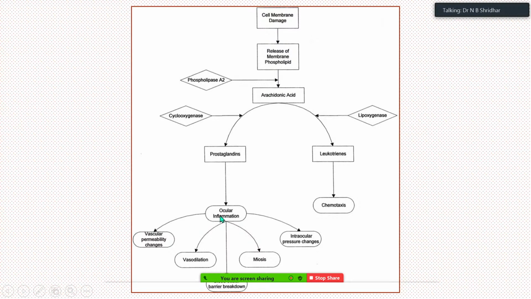Whereas the prostaglandins have many types of inflammatory reactions, starting from vascular permeability changes, ocular inflammation, vasodilatation, miosis, then intraocular pressure changes, inflammation, and many more responses mediated by the prostaglandins, especially prostaglandins F2 alpha, PGI2, PGE2, and leukotrienes. Of course, lipoxygenase gives the pathway to leukotrienes.